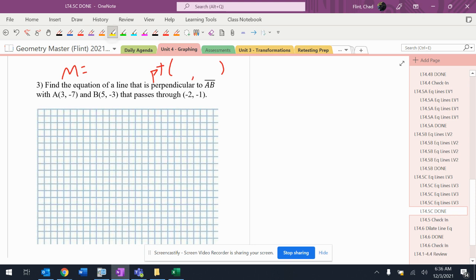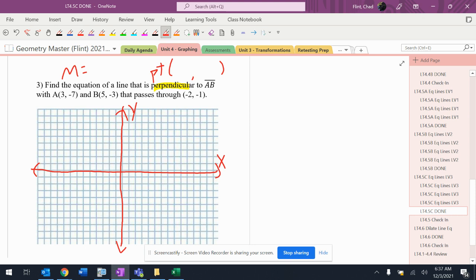So it says find the equation of a line that's perpendicular to AB. All right, and then it tells me what A and B is. So in the past, when we've had any perpendicular stuff, we've been able to get the slope directly from the problem. Either it was right there or there was an equation that I solved, and I just had to take the slope from that equation and make it perpendicular.